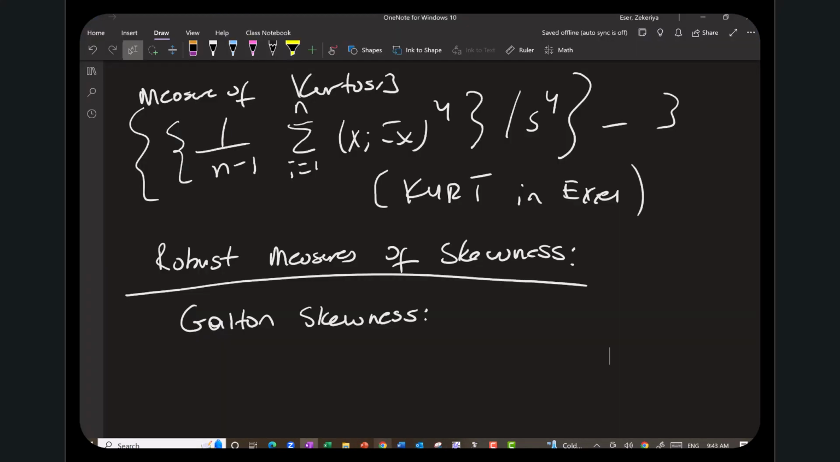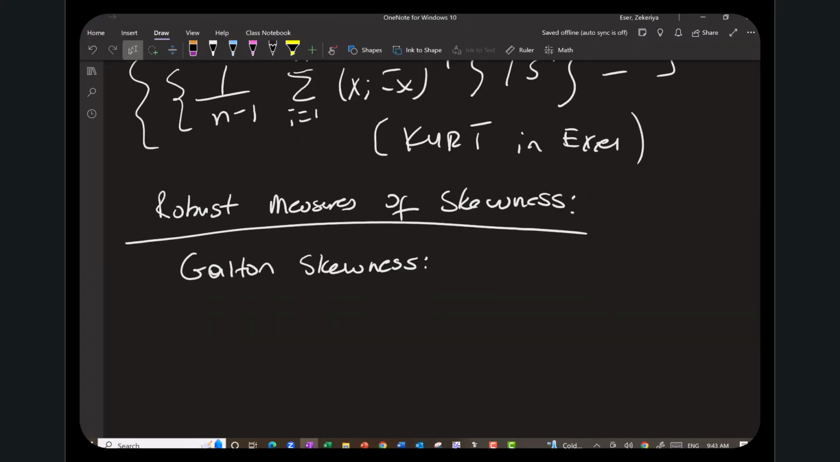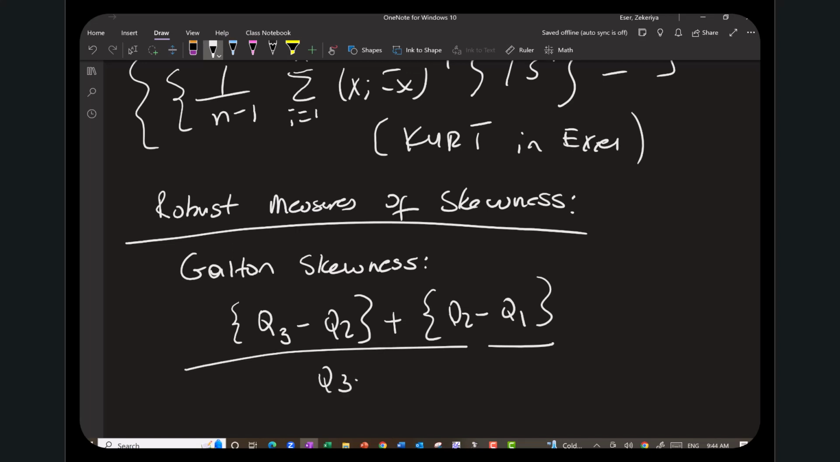Basically it does the following, if I'm not mistaken: Q3 minus Q2 plus Q2 minus Q1, divided by Q3 minus Q1.